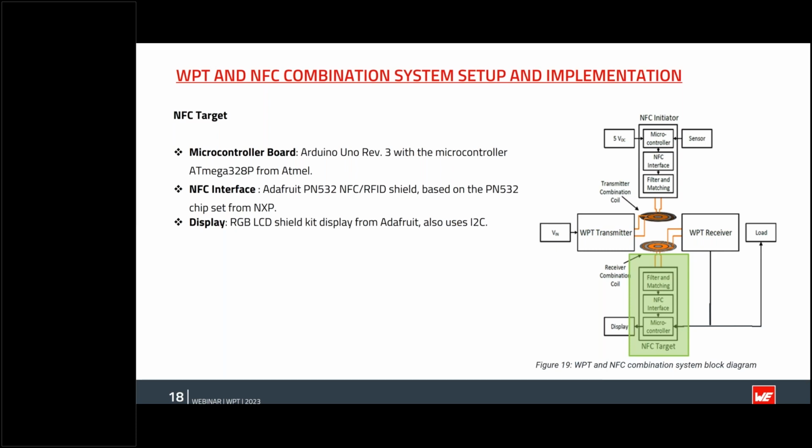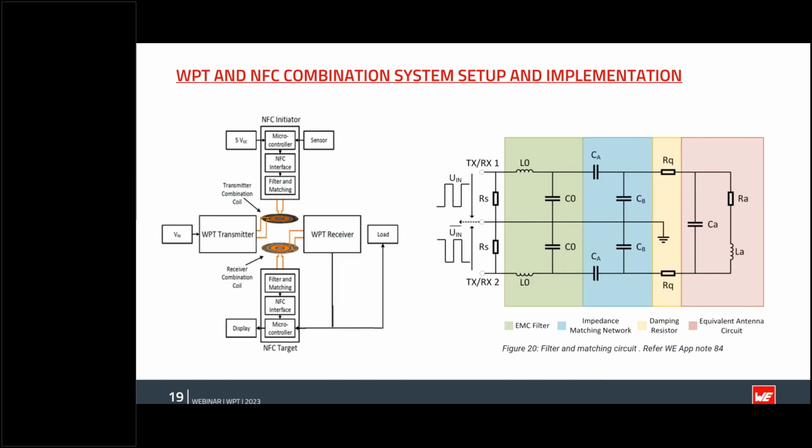So finally, we come to the filter matching network. The filter matching network is a very important part of the NFC initiator and the target. It is basically used to match the impedance of the NFC antenna to the interface of the NFC chips that is present at the NFC interface block.